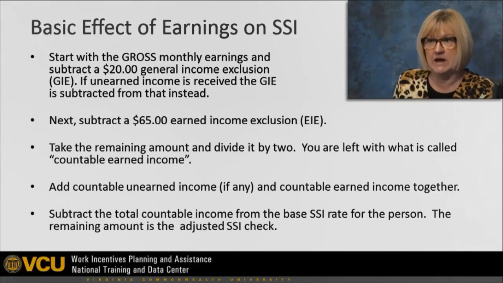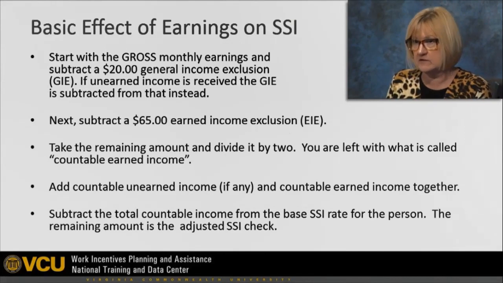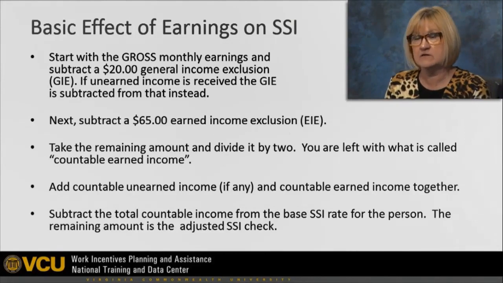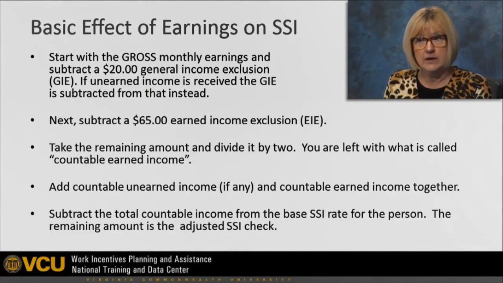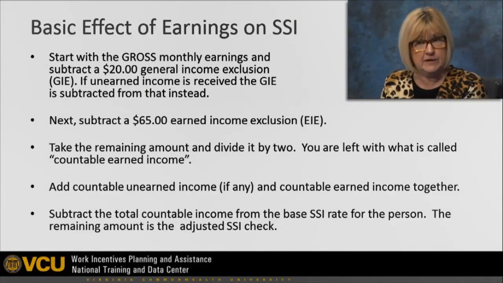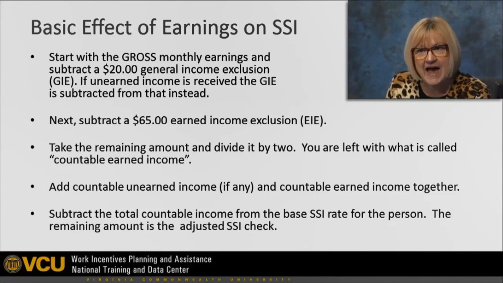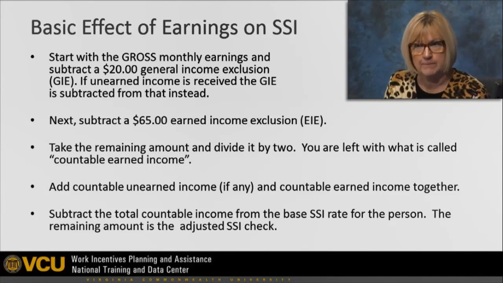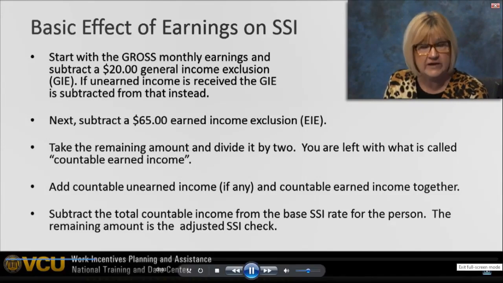So what is the basic effect of earnings on SSI? Well, here's the math part. They start with your gross monthly earnings, and gross means before they take the FICA, the Medicare tax, the federal, state, all those taxes. So it's before all that. They subtract a $20 general income exclusion. It's called the GIE. Remember all the acronyms. And if unearned income is received, if this particular beneficiary has a form of unearned income, the general income exclusion is applied to that first instead of to the earned income. But if the person has nothing but SSI and they go to work, the first deduction that's taken off of the wages is $20. That's the general income exclusion.